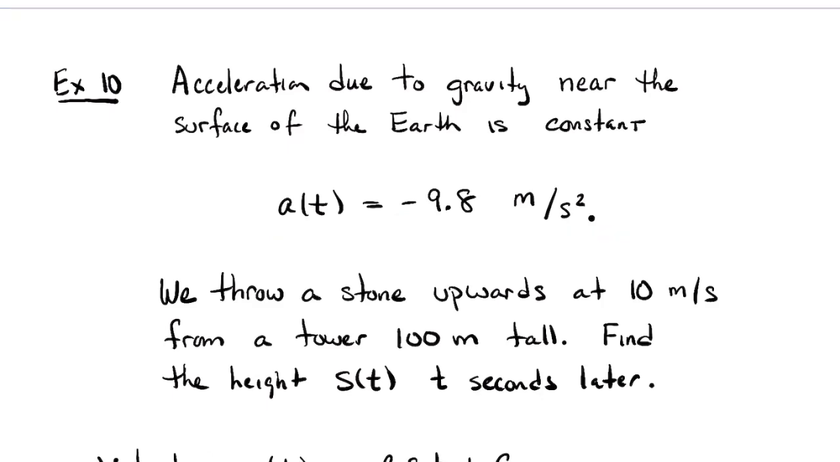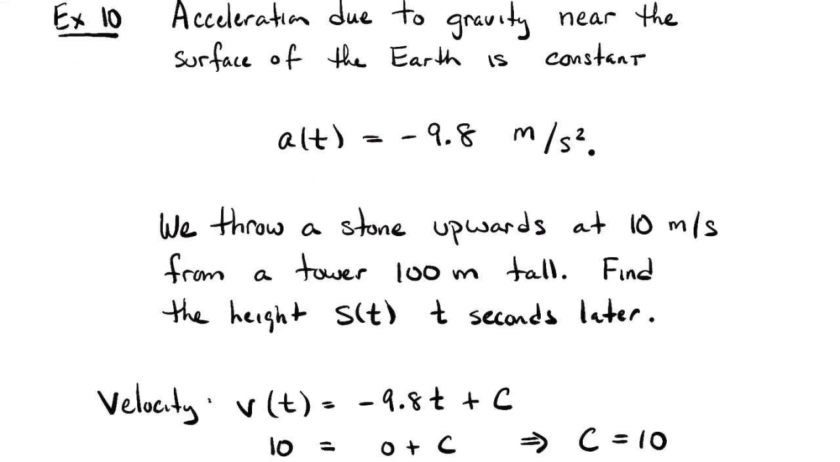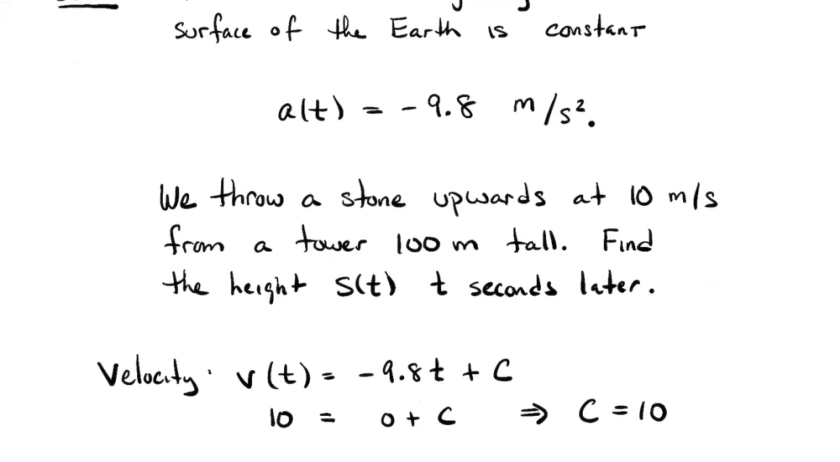And then let's say we throw some object, a stone. We throw it upwards with an initial velocity of 10 meters per second, and we do it from a very tall tower, a 100-meter tall tower, okay? And what I would like to do is recover the height, recover the position of the object t seconds after we throw it, okay? So we're gonna anti-differentiate. Let me just show you a little bit at a time here.